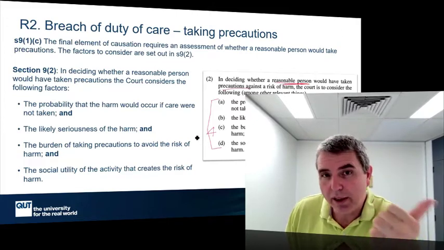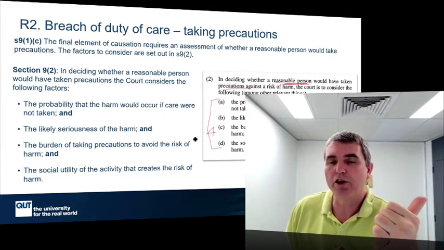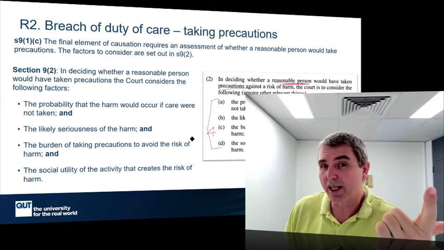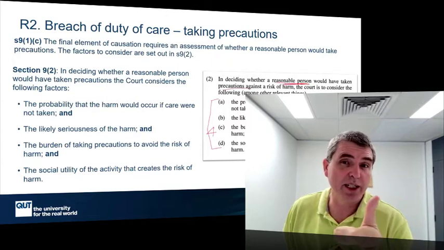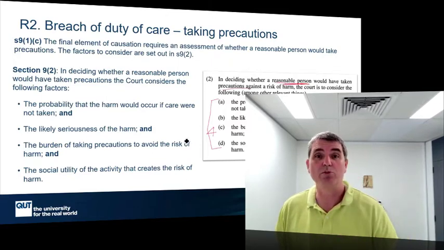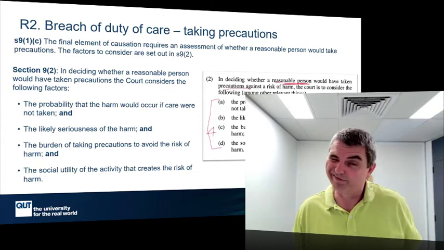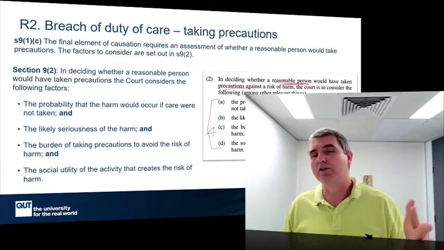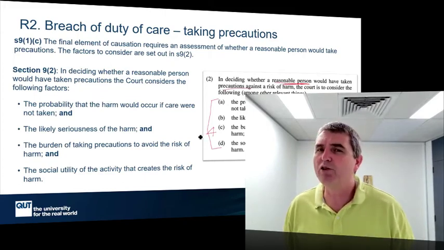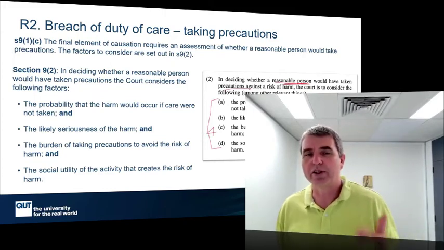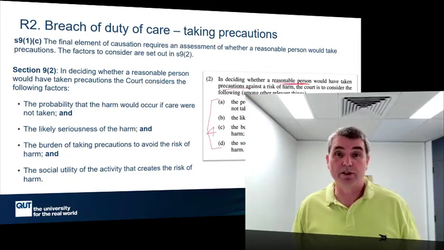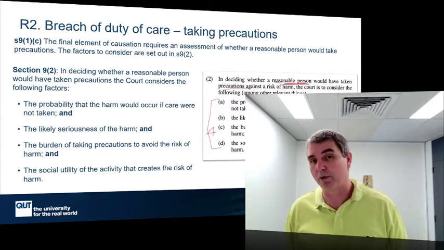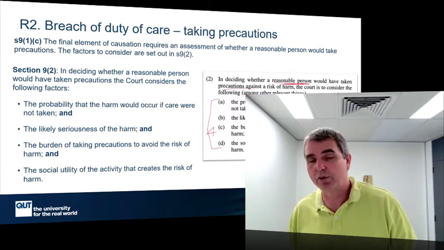The probability that the harm would actually occur if you didn't do what you should do. The seriousness of the harm. It's the difference between the seriousness of the harm being that you might stub your toe, not much harm, or that you might die, significant harm, right? So a reasonable person will obviously do more when the harm is serious, just like a reasonable person will likely take more action if the probability is high. So we've got to look at probability, and we've got to look at the impact or the harm.